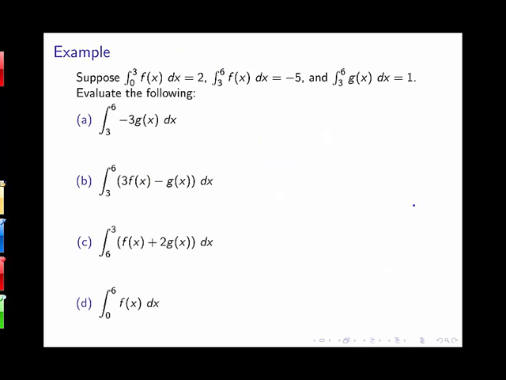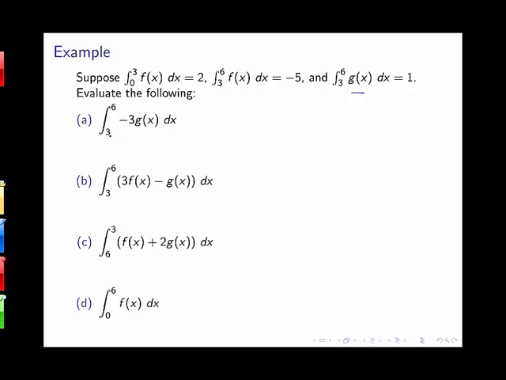Okay, so let's see how this goes in an example. In a case like this, I have certain information. I know the integral from 0 to 3 of my function f is 2, from 3 to 6 is negative 5, and from 3 to 6 of this other function g is equal to 1. Given just this information, I want to compute some integrals. We've done various problems of this nature with derivatives, where we were given some limited information and then wanted to compute some things based on that. So this is a problem just practicing those properties.